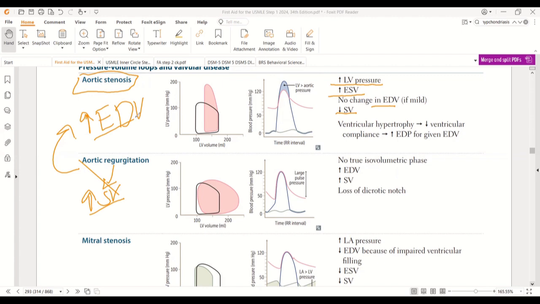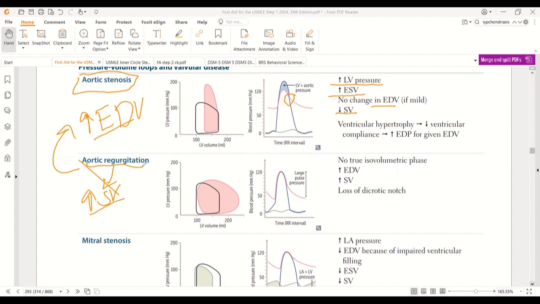Stroke volume will increase. Okay, here is one more thing. This is the dicrotic notch. You noted that? The dicrotic notch is also lost in aortic regurgitation, right? Basically, it is produced due to the closure of the aortic valve. But in aortic regurgitation, the valve does not close normally, like there is pathology in the aortic valve, right?